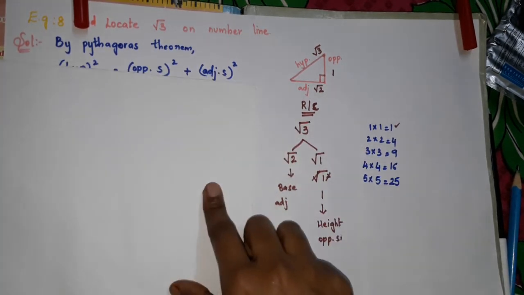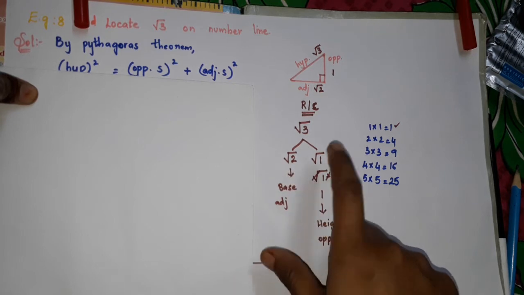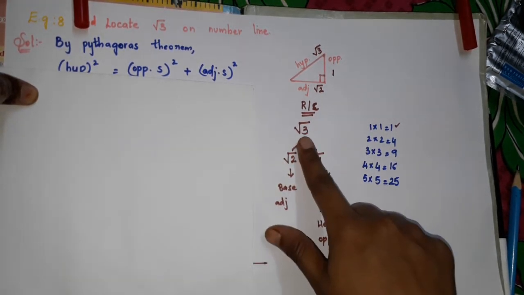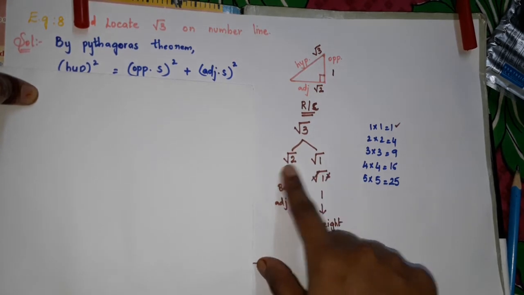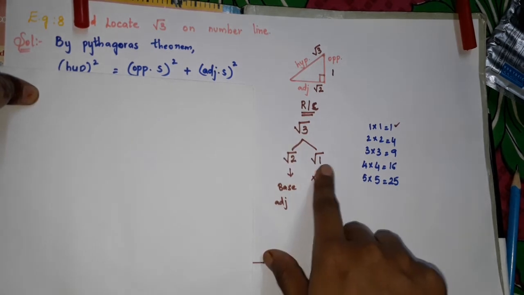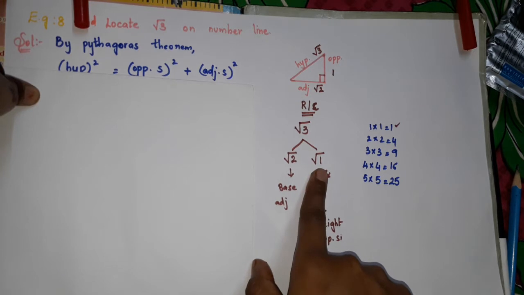Now, how can we divide root 3? We can divide it into root 2 and root 1. At least we want one perfect square number. So I have taken root 1 and root 2, because 1 is a perfect square number. From 3, if I remove 1, I will be remaining with 2. Because of that, root 2 and root 1 we have taken.